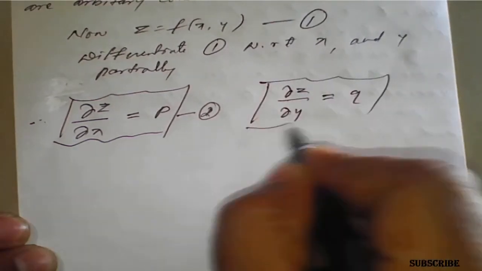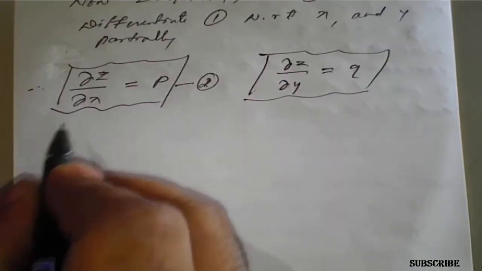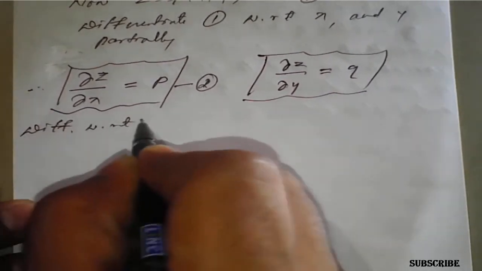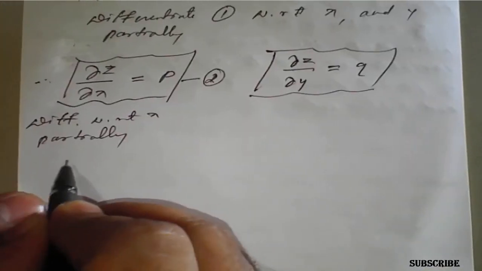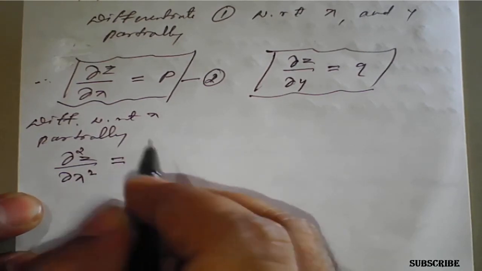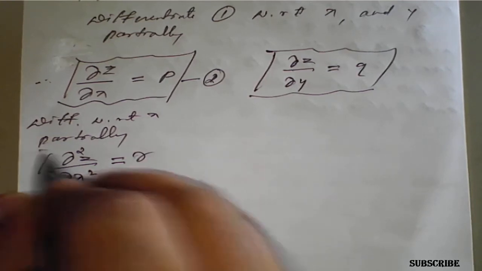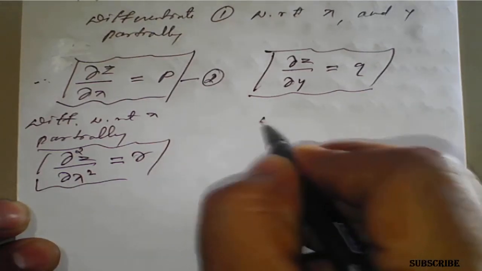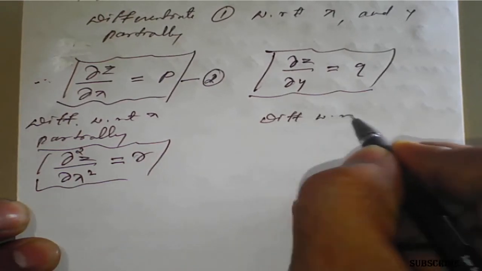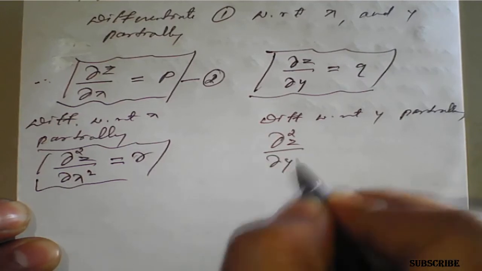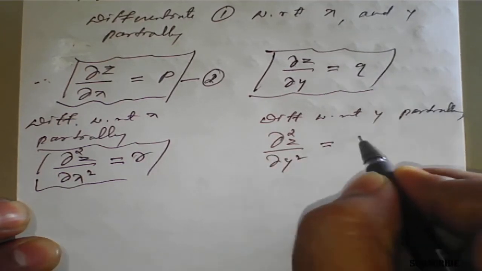You have to remember these results. Now differentiate this with respect to x partially. Again, if you differentiate, this becomes dou square z upon dou x square, which is denoted as r. And here you differentiate with respect to y partially. This becomes dou square z upon dou y square, and this is denoted as t.